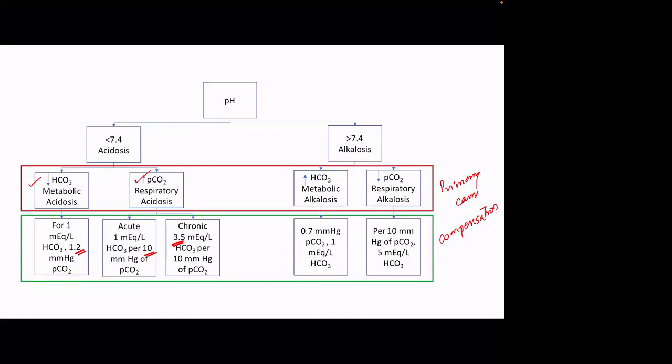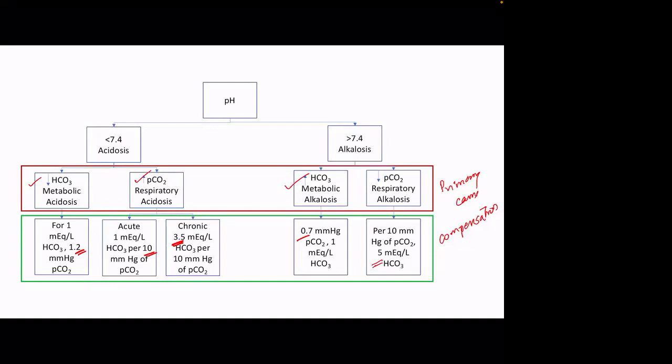And if it is alkalosis, the pH is more than 7.4, we have to again look at the bicarbonate and the CO2 levels. If the bicarbonate is increased, that is towards the metabolic alkalosis side. For each 1 milliequivalent increase in the bicarbonate levels, there will be an increase of carbon dioxide by 0.7 millimeter of mercury. And in respiratory alkalosis, for every 10 millimeter of mercury decrease in carbon dioxide, there will be a 5 milliequivalent per liter decrease in bicarbonate as a compensatory measure.